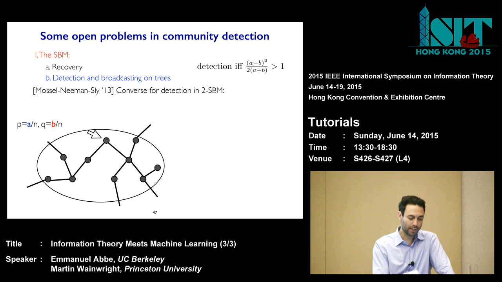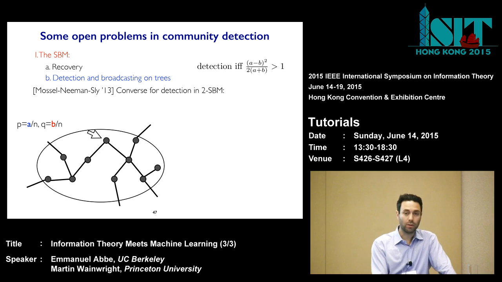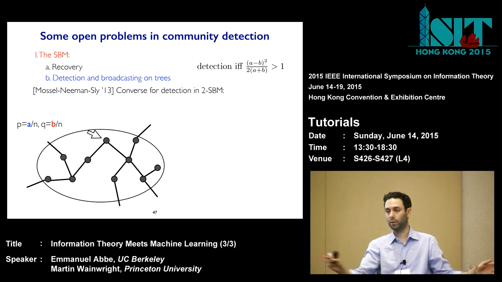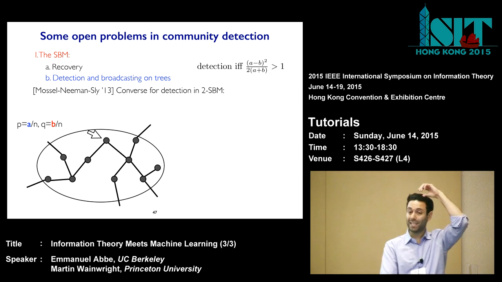So first you can deduce that if (a+b)/2 was less than 1, this tree process will die with probability 1. So that's the regime where you don't have a giant component. Basically the graph looks like a bunch of disconnected groups, and there's no hope to recover. So you need at least (a+b)/2 to be more than 1. In fact, that's necessary to detect.